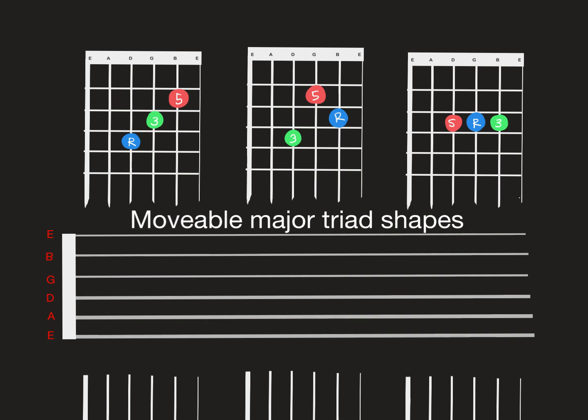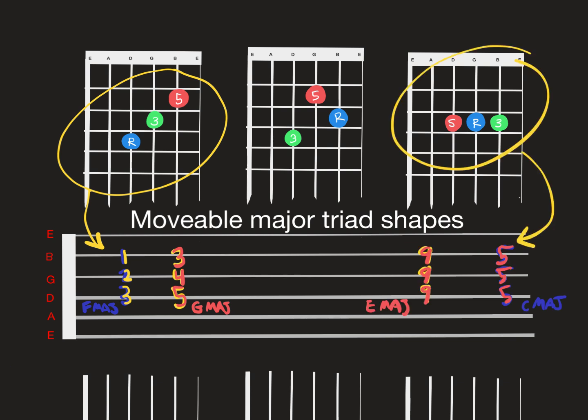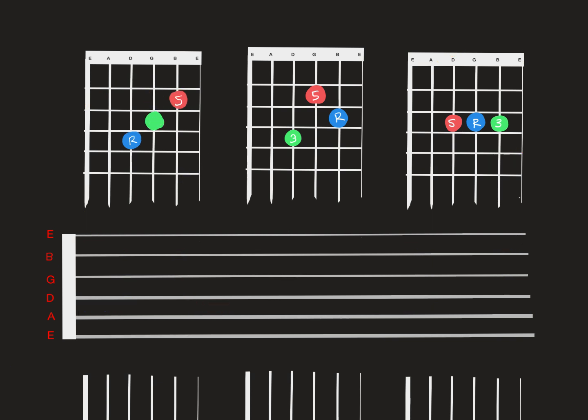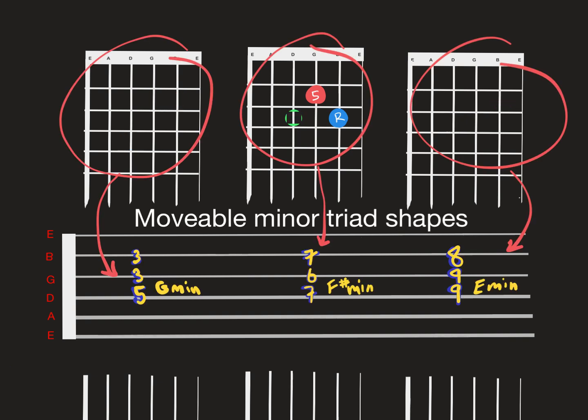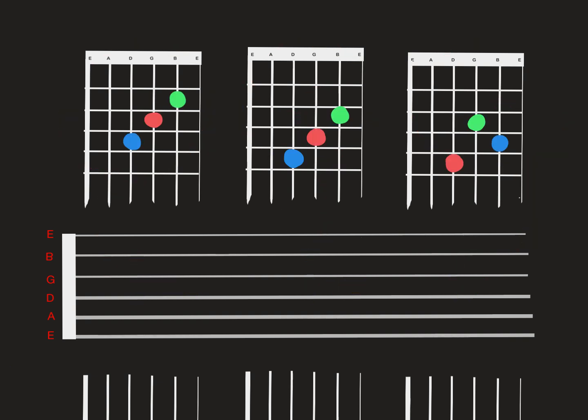So each one of these shapes can be moved around all over the guitar, and if we pay attention to where our root note is, we'll be creating the given major triad. With that in mind, if we modify the third, we can also come up with some new shapes to give us movable minor triads. We can continue this process with other intervals.